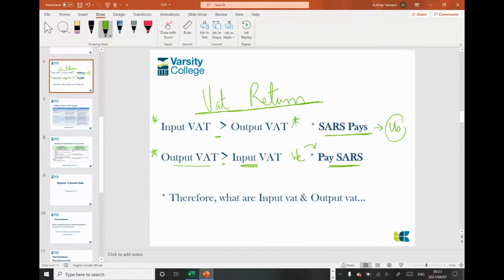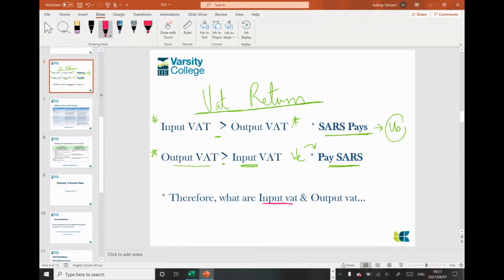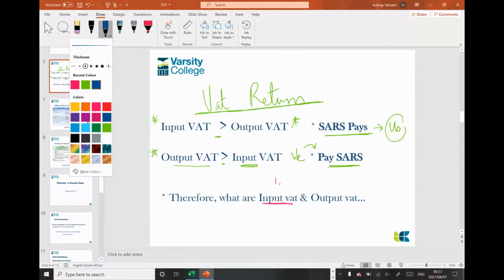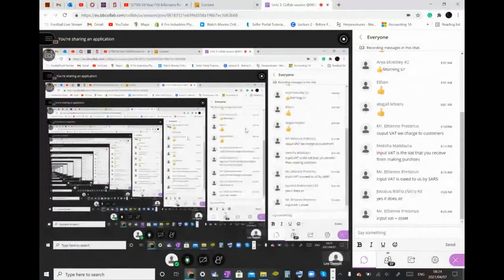Now, what type of account then? Somebody tell me what type of account is input VAT, number one. And number two, what type of account is output VAT? Somebody please tell me in the chat.